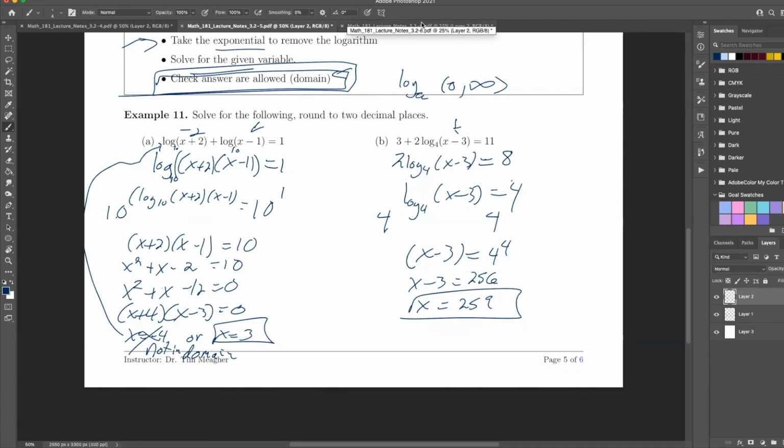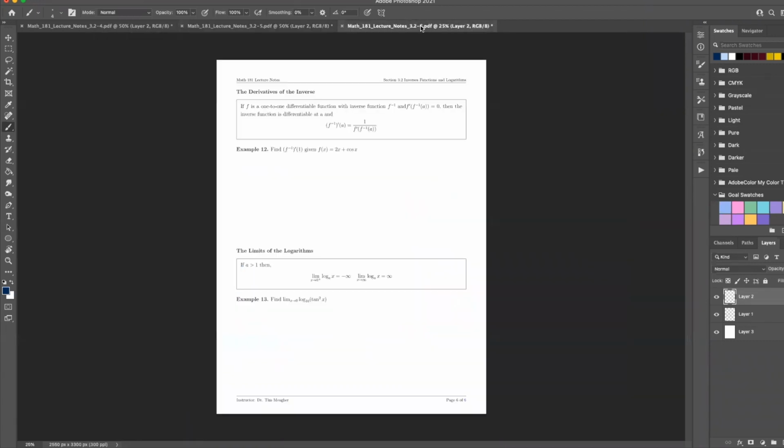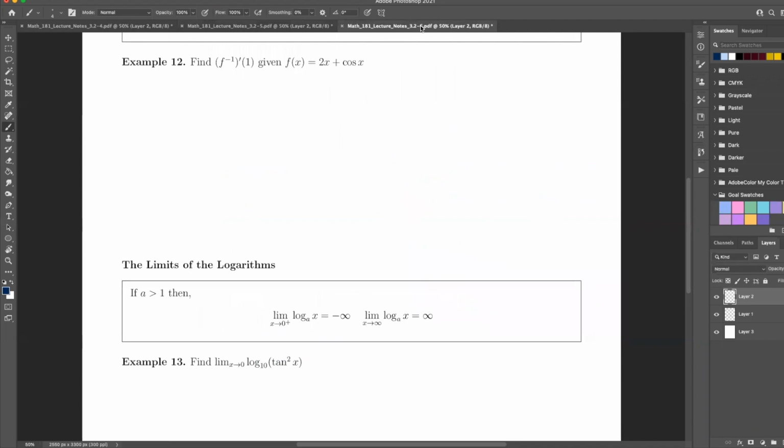All right, so let's go ahead and do the last set of notes because we still have one more set to do. So let's talk about some limits. Put this over here, put this over here.